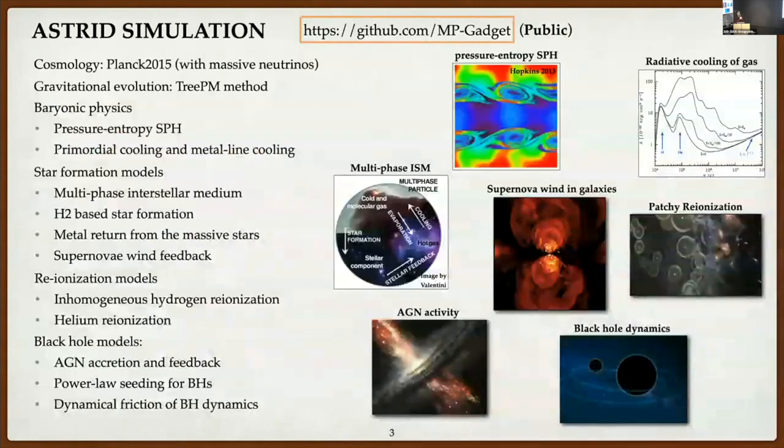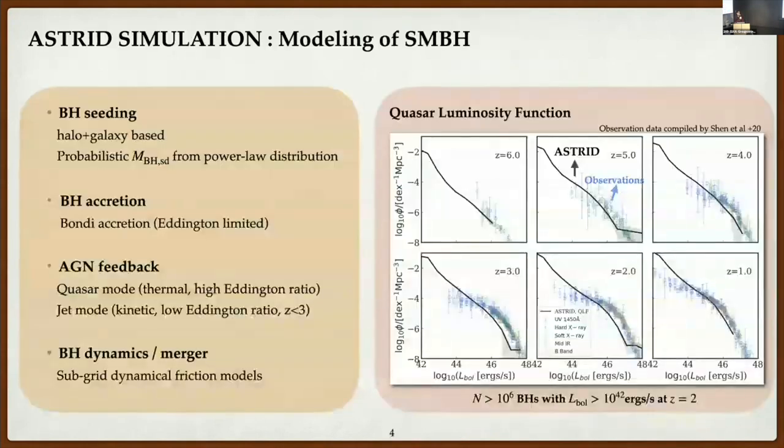So here's the inventory of the subgrid models applied in the Astrid simulation. Our source code is public. Each commit is public. All the bugs and the fixes to the bugs are also public. I will not go into detail on these subgrid physical models. One of the primary scientific goals of the Astrid simulation is to look at the black hole assembly and coalescence over the cosmic history. So here are the subgrid models we used for black hole seeding, accretion, feedback, and dynamics.